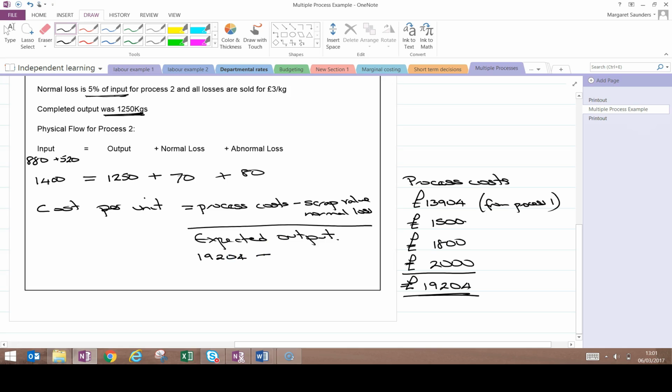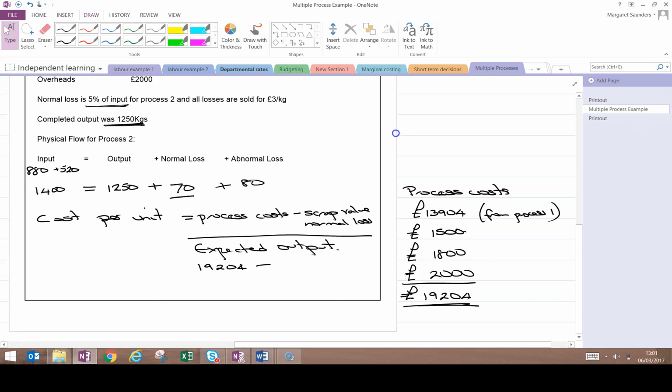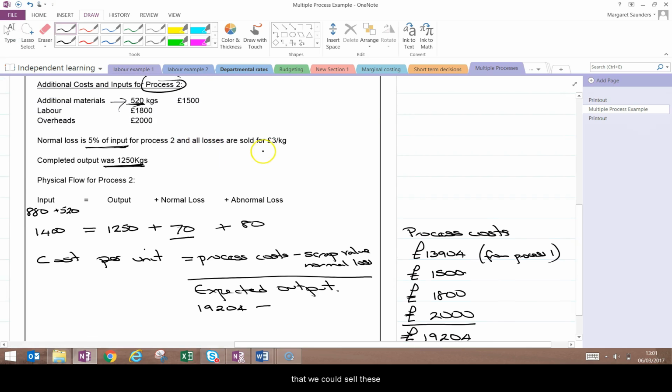So we deduct the scrap value of our normal loss. So we know our normal loss is 70, and we were told that we could sell these losses for £3. So with 70 times 3.